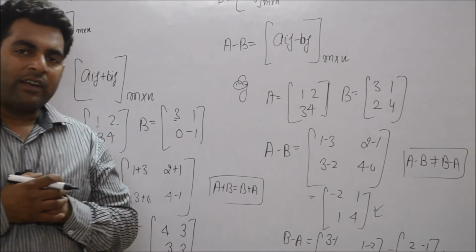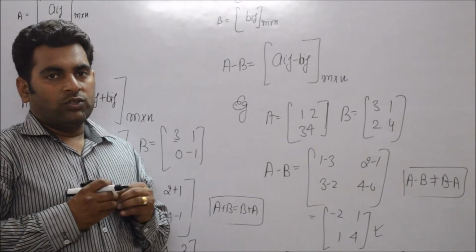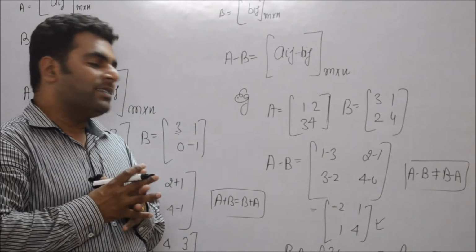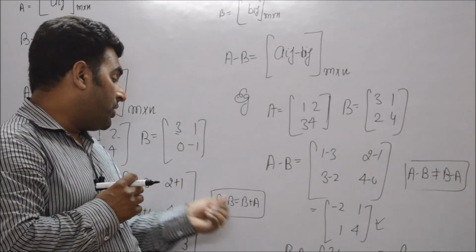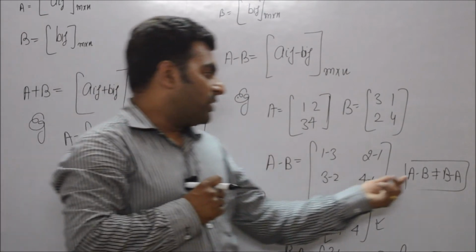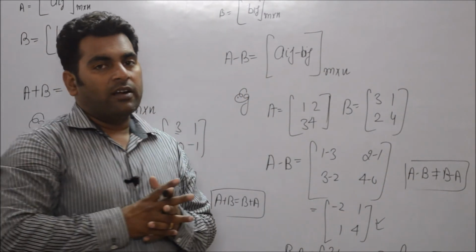Why am I using the words real numbers? Because matrices are formed by using real numbers. So addition is commutative in real numbers, so it is commutative in terms of matrices also. So matrix addition is commutative, but matrix subtraction is not commutative, as in real numbers.